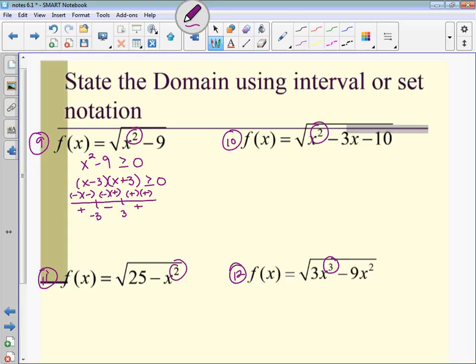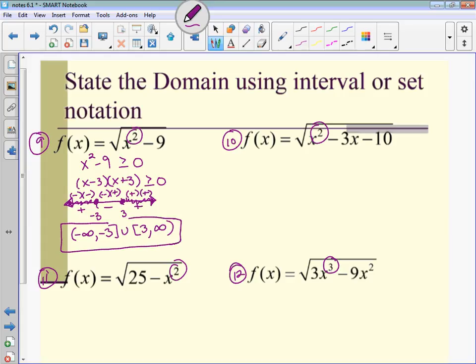If you remember the original inequality, we wanted this to be greater than or equal to 0. Well, it equals 0 at these 2 points. And then greater than, do you think that's the positive part of the number line or the negative part? Positive. So I want this section over here and this section over here. Okay. So to turn that into your answer for domain, start at the left, go to the right. So that's negative infinity to negative 3 with a hard bracket on it. Hard bracket 3 to infinity.